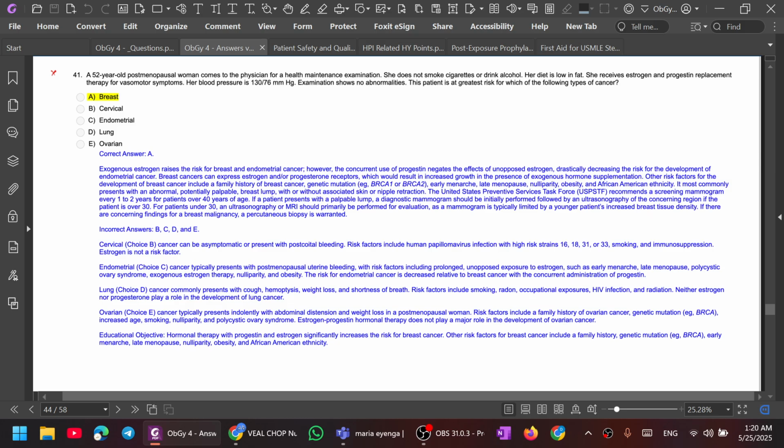Ovarian cancer typically presents indolently with abdominal distension and weight loss in a postmenopausal woman. Risk factors include family history of ovarian cancer, genetic BRCA mutation, increased age, smoking, nulliparity, PCOS. Estrogen progestin hormone therapy does not play a role in the development of ovarian cancer.